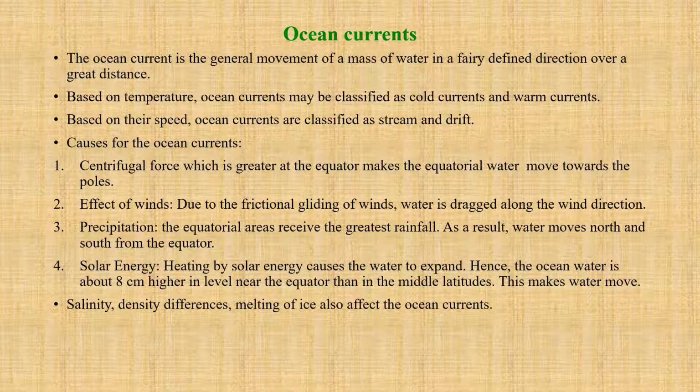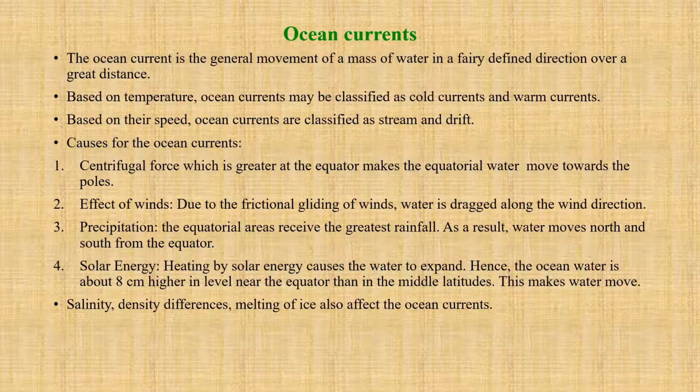Third one is precipitation. The equatorial areas receive the greatest rainfall. As a result, water moves north and south from the equator. So we know that there is much precipitation on either side of the equator. When there is heavy rainfall, the water moves in either direction of the equator. That means it moves to north and south.